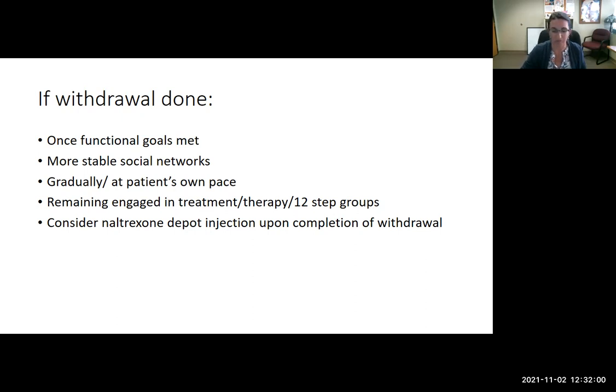I never talk about it in terms of a time frame, because sometimes people will come in starting on buprenorphine and say, how soon can I get off of it? And there's not really, I wouldn't say months or even years. It's really if they're going to do it, once these goals are met.